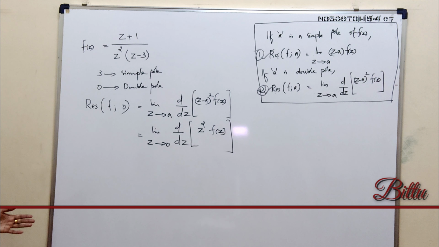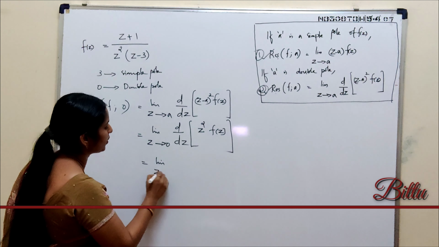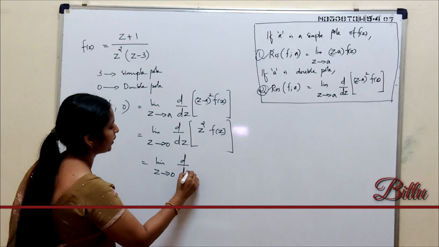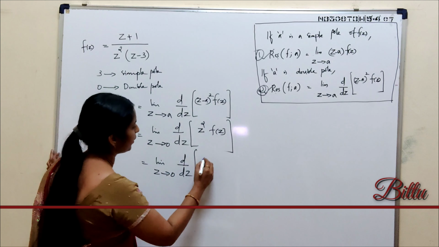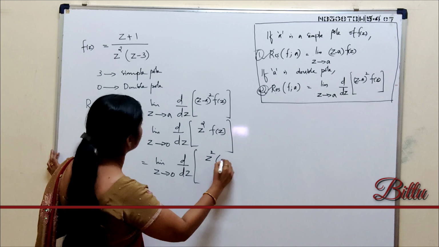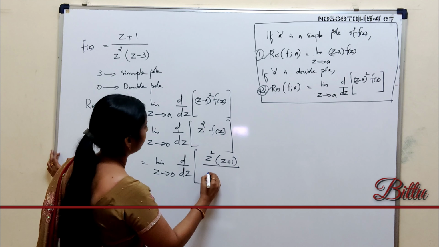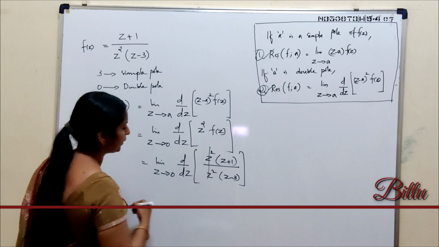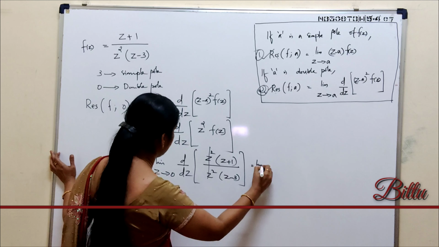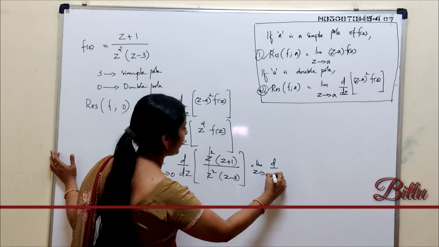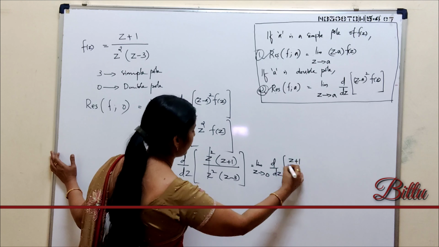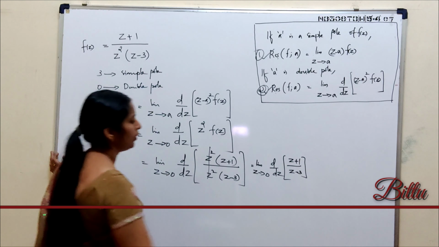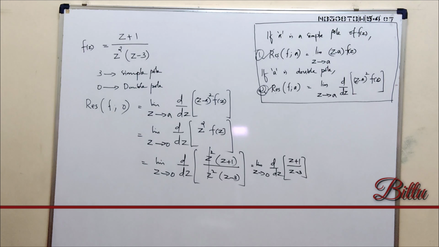After getting the derivative, you can evaluate the limit when z tends to 0. So it is limit as z tends to 0, d by dz of z square into (z plus 1) by z square into (z minus 3). We can remove the z square and it is limit as z tends to 0, d by dz of (z plus 1) by (z minus 3). Next we have to find the first derivative of that function.